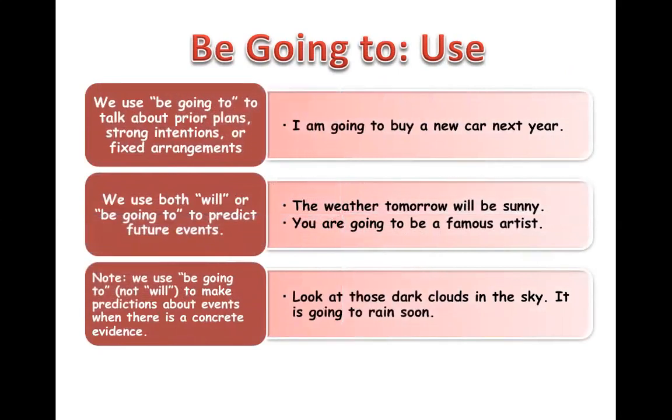Going to, be going to. We use be going to talk about prior plans, strong intention, future arrangements. I am going to buy a new car next year. We use both will or be going to for predictions about future events. The weather tomorrow will be sunny. You are going to be a famous actress. We use be going to, not will, to make predictions about events when there is concrete evidence. Look at those dark clouds in the sky. It's going to rain.